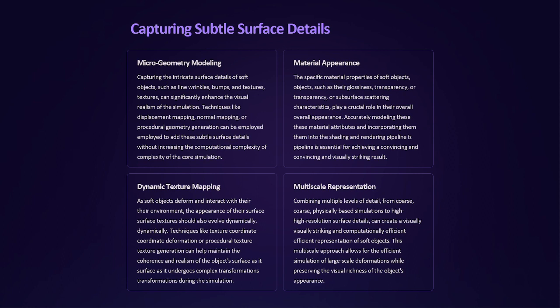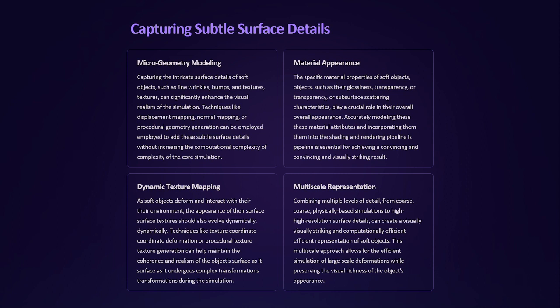Second is material appearance. The specific material properties of soft objects, such as glossiness, transparency, or subsurface scattering characteristics, play a crucial role in the overall appearance. Accurately modeling these material attributes and incorporating them into the shading and rendering pipeline is essential for achieving a convincing and visually striking result.